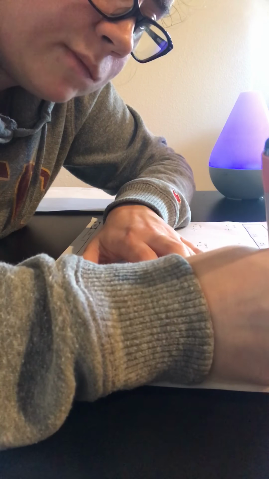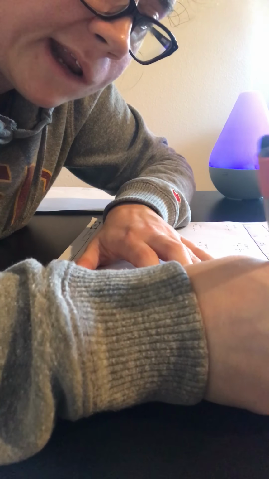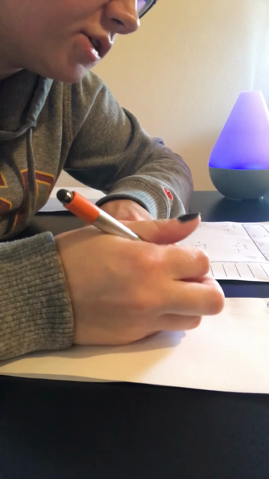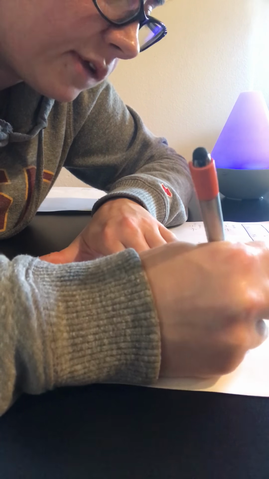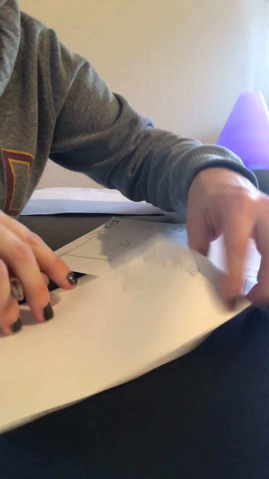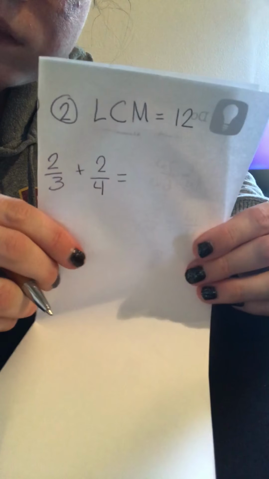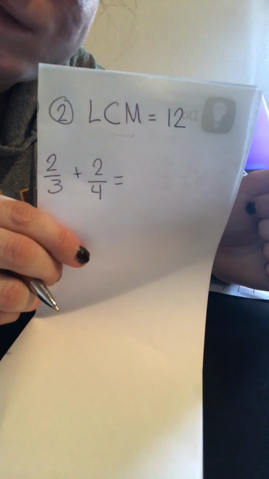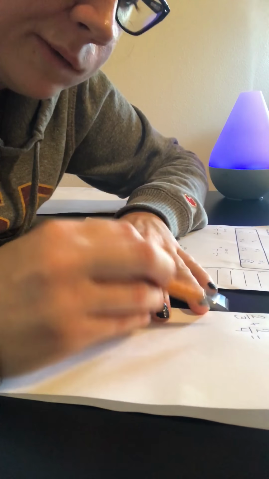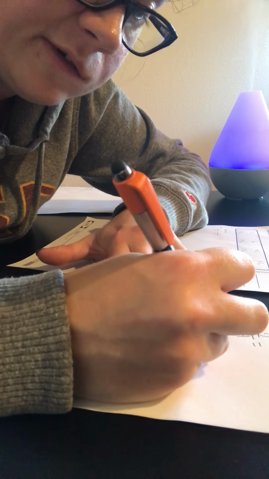Number 2. Least common multiple is 12. I already know my denominator is going to be changing to 12. So 2/3 plus 2/4 equals. I just rewrote that problem on my scratch paper. You can see I'm using my recycled paper from glass. Okay, so I know I'm going to have to change the denominators to 12.